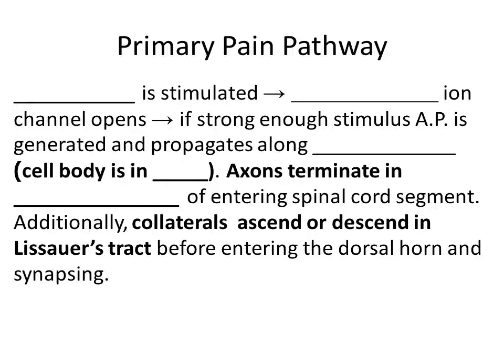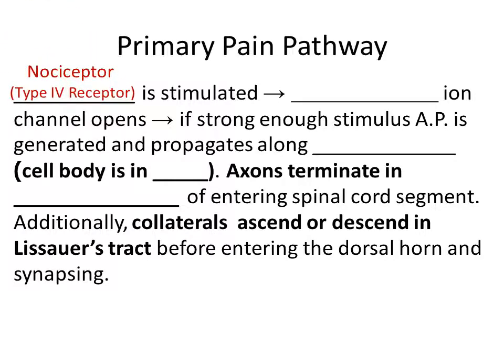And so when it enters Lissauer's tract, in addition to going into the gray matter of the spinal cord, the primary axon is also going to give off some collaterals, which are going to travel up Lissauer's tract and down Lissauer's tract to get to other parts of the spinal cord. So the pain information can get to multiple parts of the spinal cord very quickly to allow you to move away from whatever is creating the painful stimulus. Now let's go ahead and fill in those blanks.